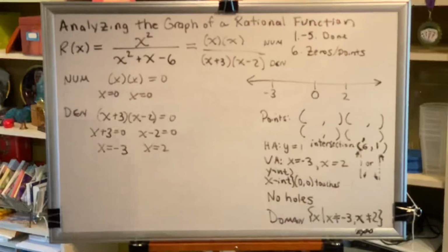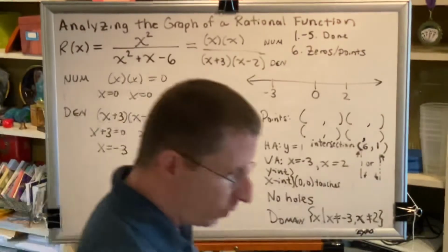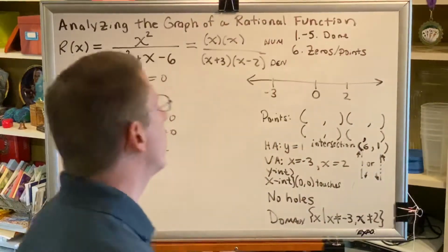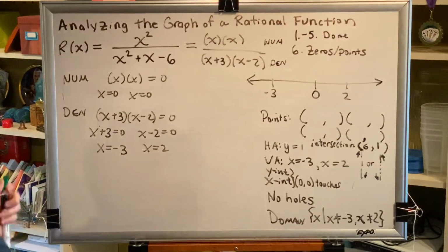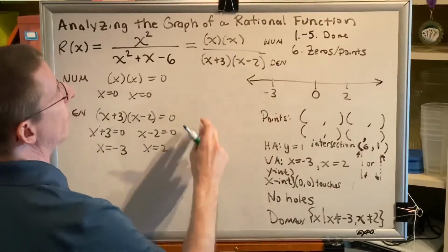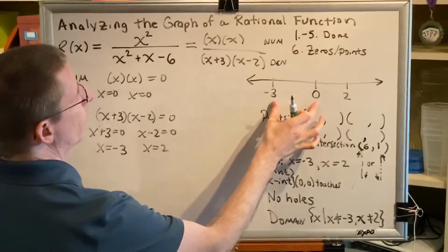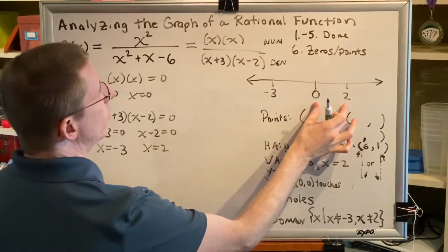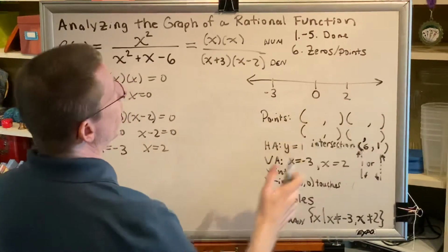Those are our zeros. All right, now that we know our zeros, we need to pick numbers that are in each one of these intervals. So we need something less than negative 3. We need something between negative 3 and 0. We need something between 0 and 2, and we need something bigger than 2.